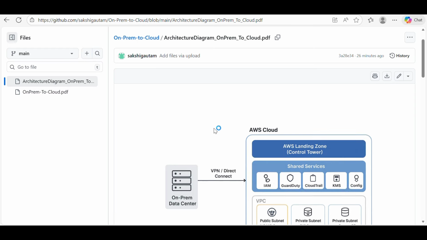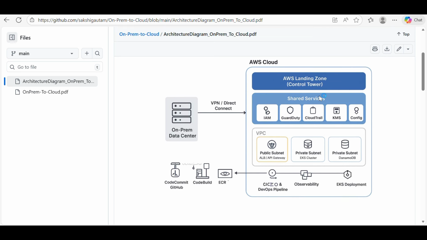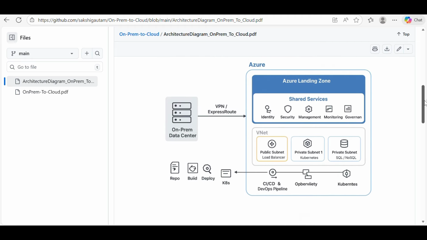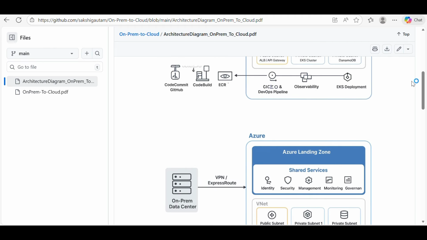Then I have an architecture diagram for AWS, Azure, and GCP. I'm going to share the repo link in the description box so it's very easy for you to understand. You can go through these architecture diagrams: from on-prem, how we do VPN, what services we can use to connect to the AWS cloud. Then the shared services, landing zone, how public subnets and private subnets reside in a VPC, and what DevOps has been doing. Then we have services for DevOps too.